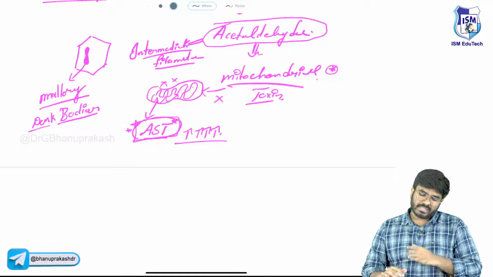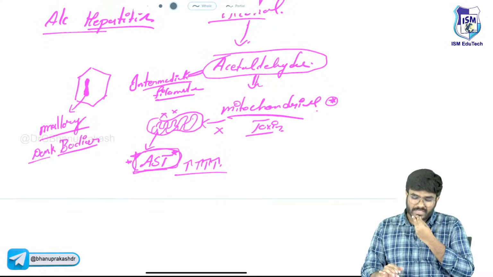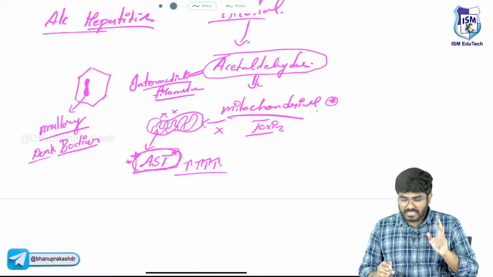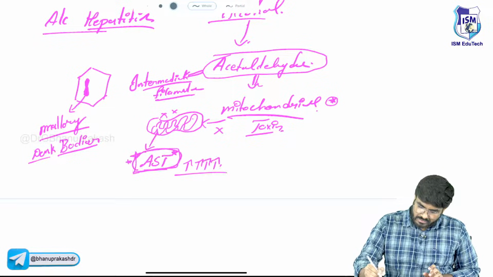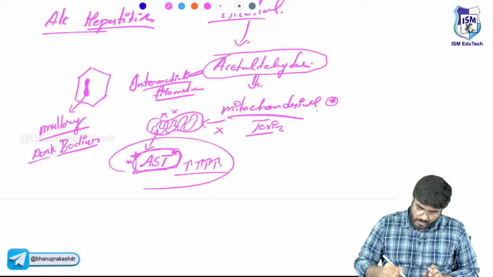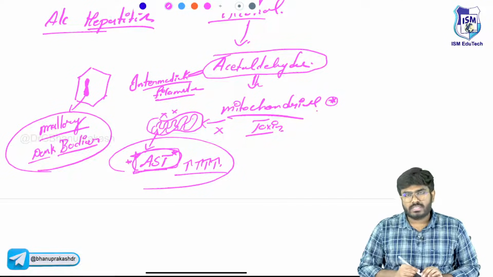So the two important things I want you to know regarding alcoholic hepatitis are: the AST levels will be more, and the patient is going to have Mallory-Denk bodies.